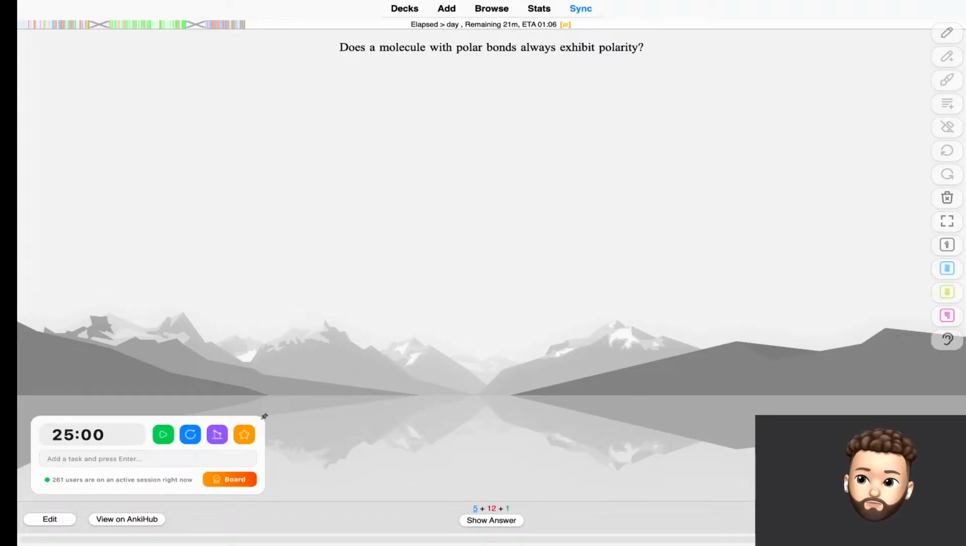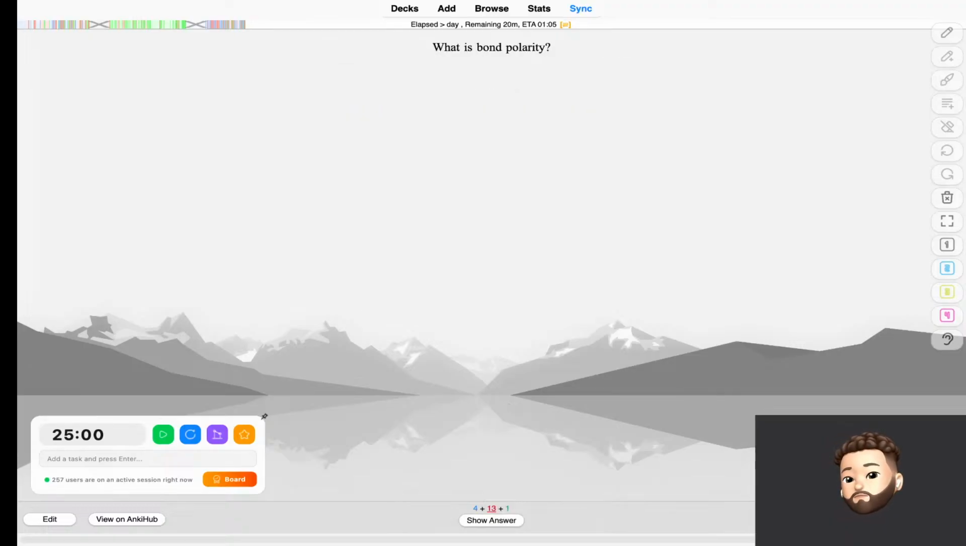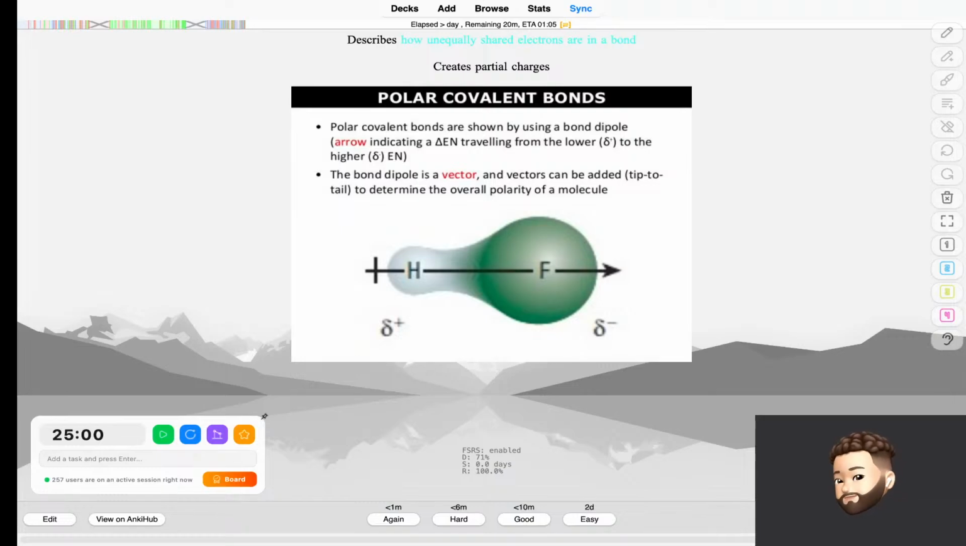Do molecules with polar bonds always exhibit polarity? Oh no. It can have polar bonds. It doesn't make the whole molecule polar. What is bond polarity? It describes how evenly shared the electrons are.